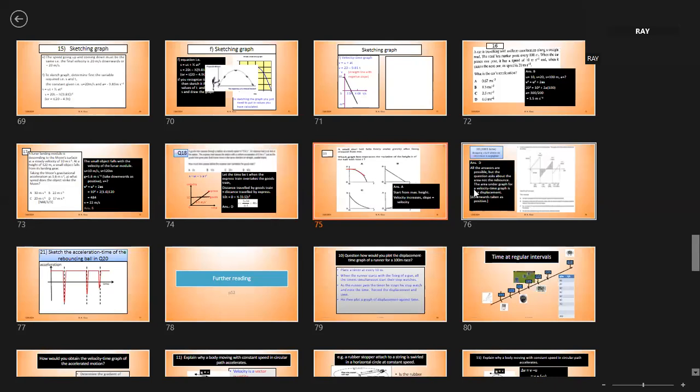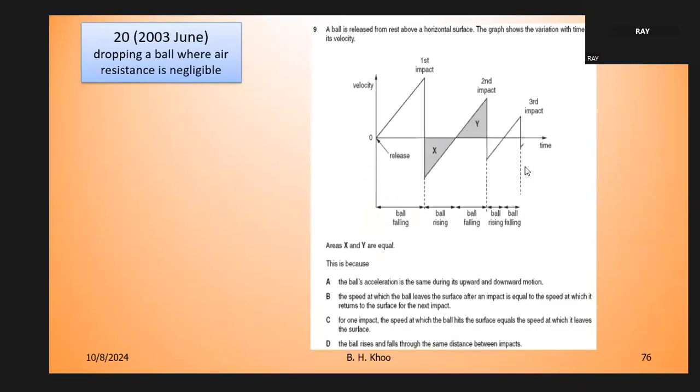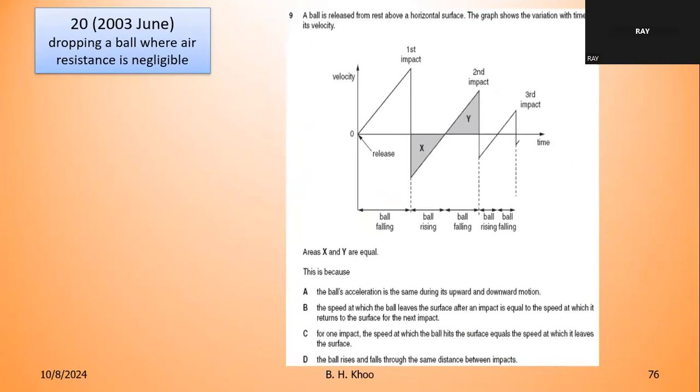Okay, let's finish off with 20. How about this one? I put D. A ball is released from rest above a horizontal surface. The graph shows the variation with time of its velocity. Area x and area y are equal. So you must be able to read the graph, right?